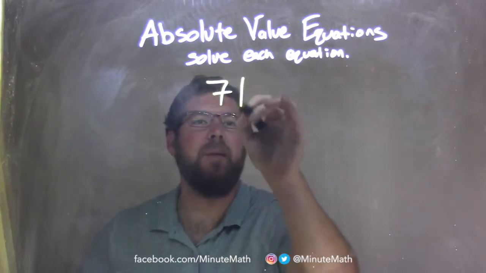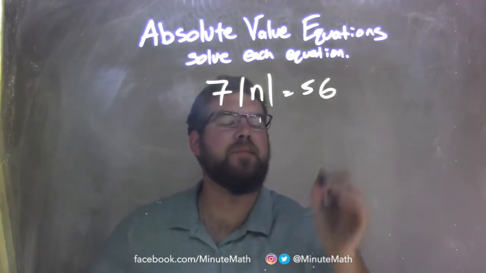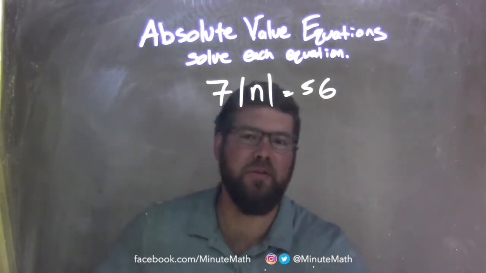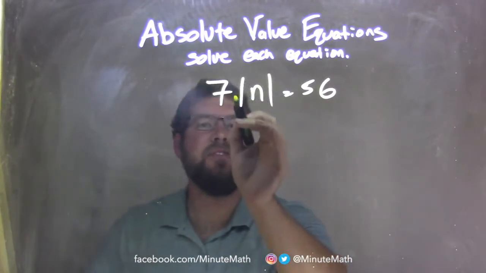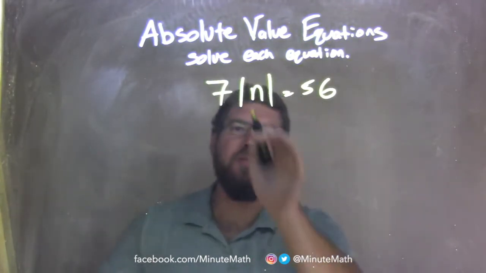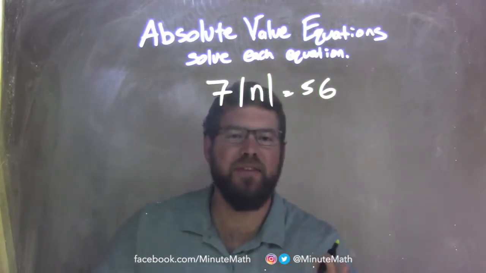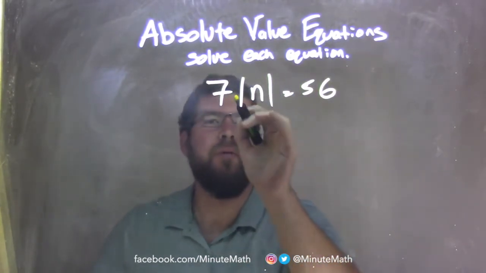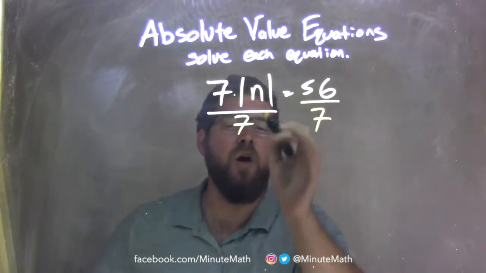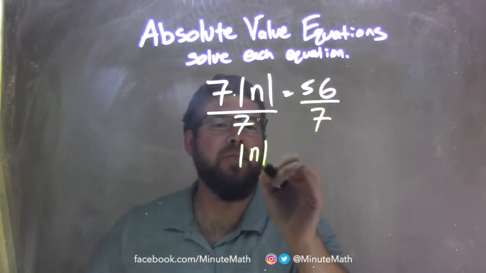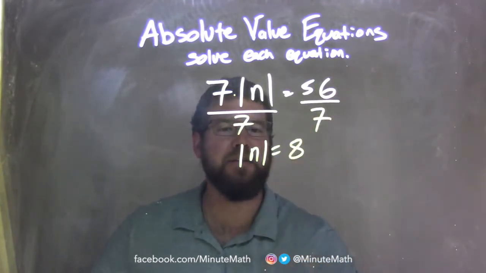7 times the absolute value of n equals 56. Well, that's multiplication that's going on there, right? I can't separate this into two equations until the absolute value is by itself. So my first step here is actually dividing both sides by 7. What that gives me is the absolute value of n equals 56 divided by 7, which is 8.